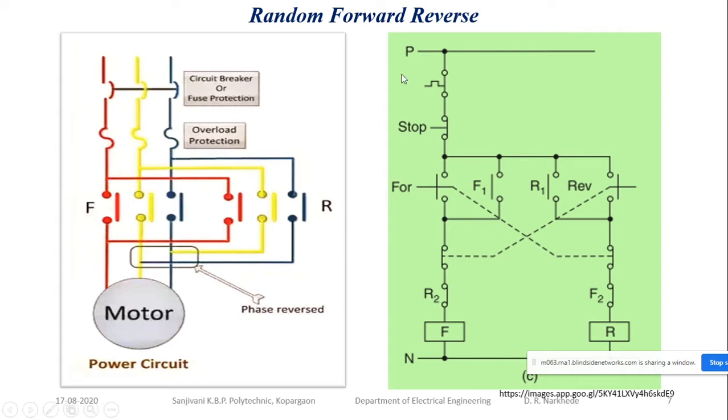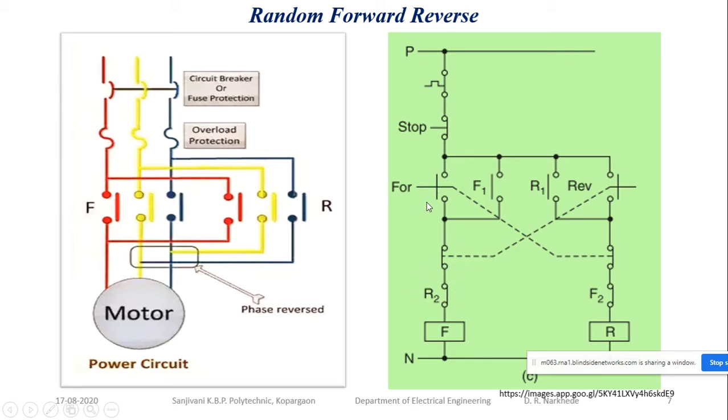When I press the reverse start push button, what happens? This NC contact of the reverse start push button will open. When this NC contact opens, the supply to the forward contactor gets disconnected and the forward contactor gets de-energized. As soon as the forward contactor is de-energized, its F1 contact will open and F2 contact will close. When the F2 contact closes, the current flows through this path and the reverse contactor gets energized. As the reverse contactor gets energized, R1 will close and R2 will open.